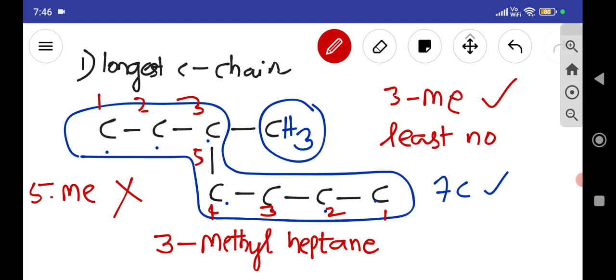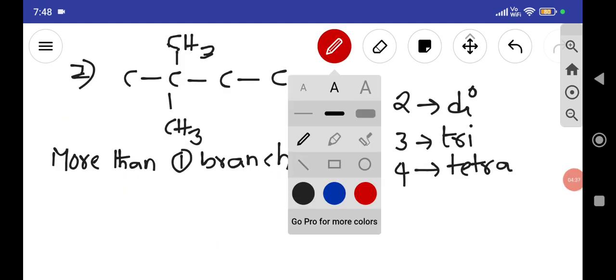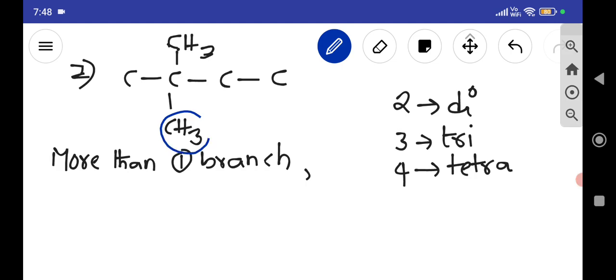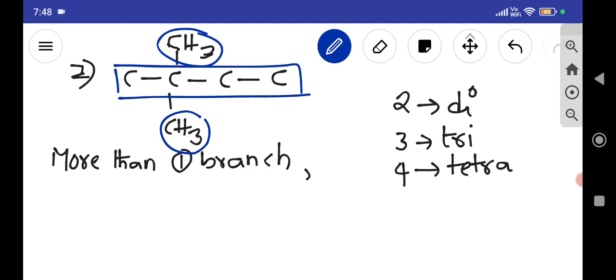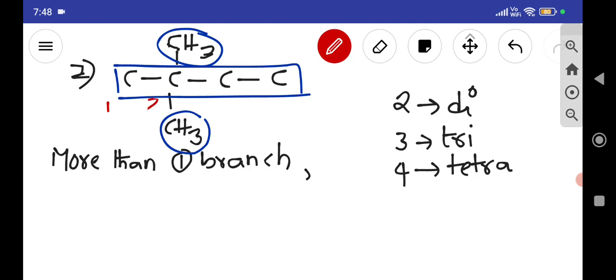Hope you have understood this example. See, in this example we have more than 2 branches. So methyl we have at this carbon. First and foremost thing is select the longest carbon chain, and you can give the numbering also. From here you can take 1, 2, 3 and 4. So here it will be 2, 2.